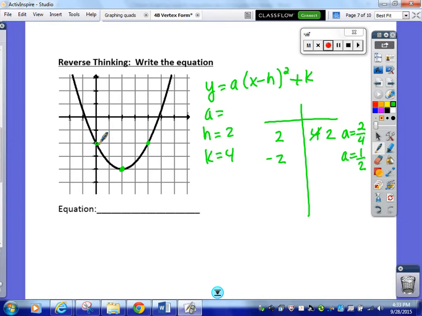And you can test the other side too. Left 2, all right, here's another point, should go up 4. But it only went up 2. So 2 over 4 is 1/2. Okay, very visual way of finding A. Okay, so now let's make our equation. Don't forget you need either y equals or f of x equals 1/2 (x minus 2) squared plus 4.